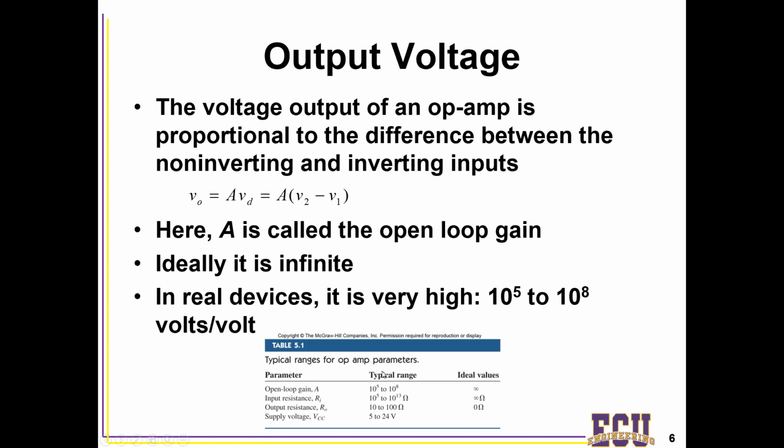Here are some typical ranges. This is from your textbook for op amps. Your open loop gain is 10 to the 5th to 10 to the 8th. Your input resistance, as we'll talk about, ideally should be close to infinity. In reality, it's 10 to the 5th up through 10 to the 13th. Your output resistance is going to be very small. Ideally, it would be 0, but typically it's 10 to 100 ohms. And then your supply voltage is usually anywhere between 5 to 24 volts. So those are your voltage rails there.